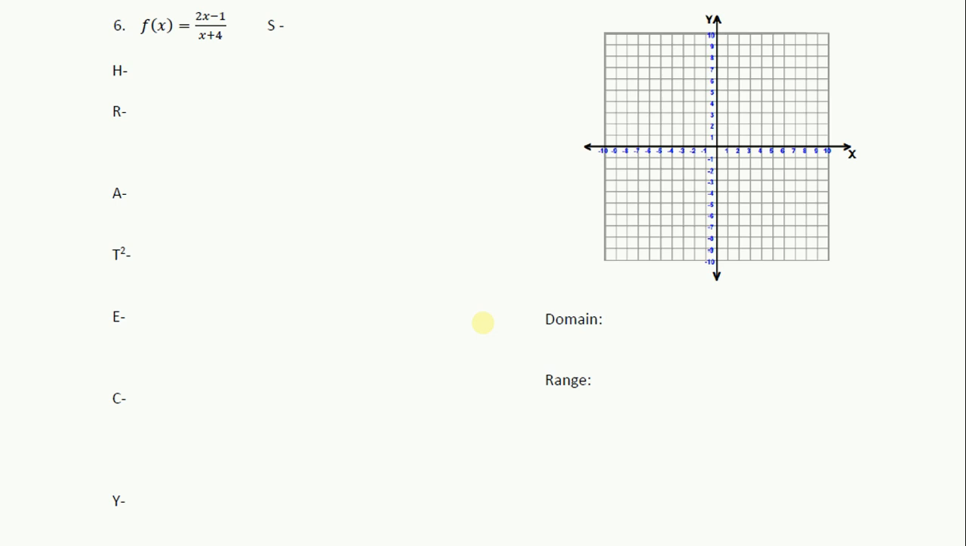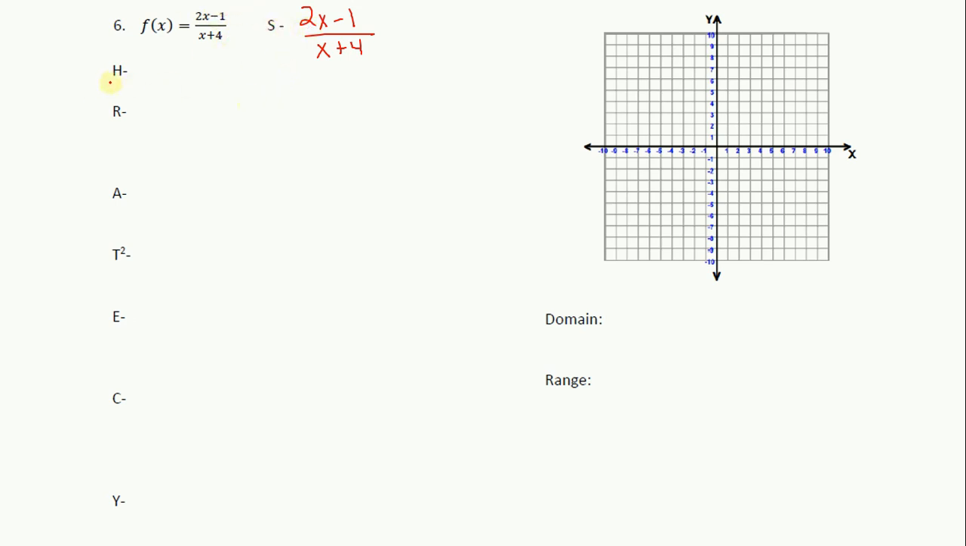The problem that I'm looking at is 2x minus 1 over x plus 4. So remember, guys, S stands for simplify. So that means if I can factor the top and factor the bottom, I need to do so. Notice, guys, can't factor the top, right? So it's going to be 2x minus 1. But I can't factor the bottom either, so that's x plus 4. So the simplified version is basically the equation.